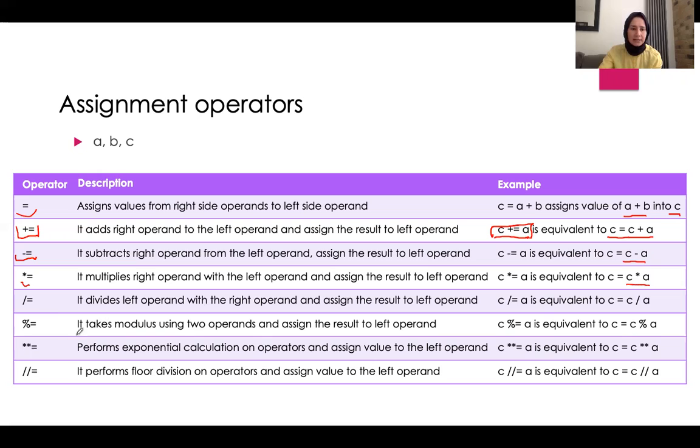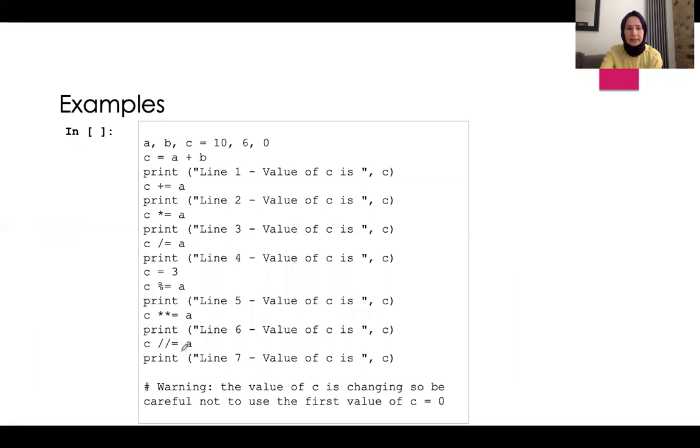In the same way, guys, we have the divide, we have the division, we have the modulus, we have the exponentiation, and finally we have the floor division. In all of them, guys, basically the operation has been done with the right operand, then the result is assigned to the left operand. And you have been provided examples of them here.